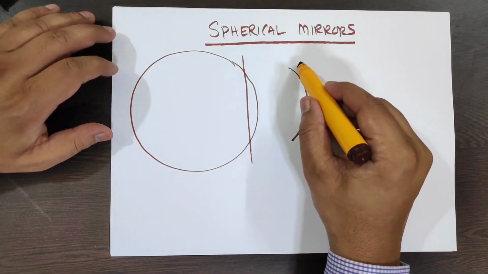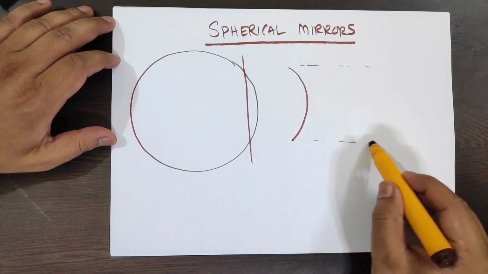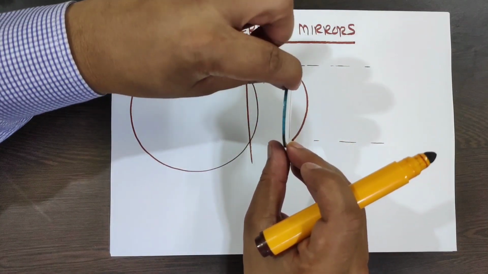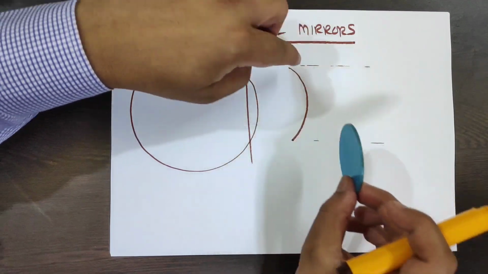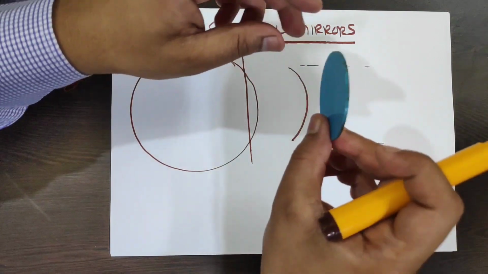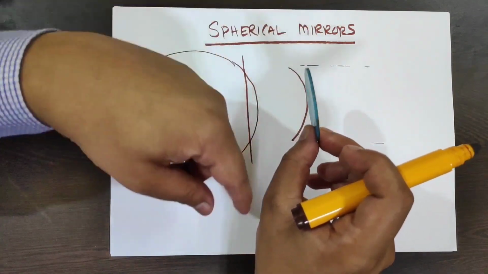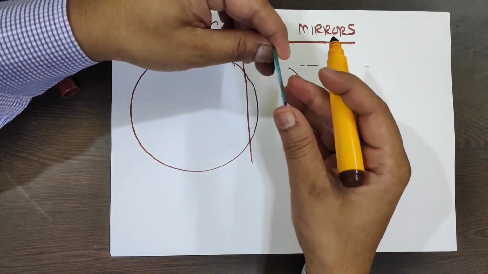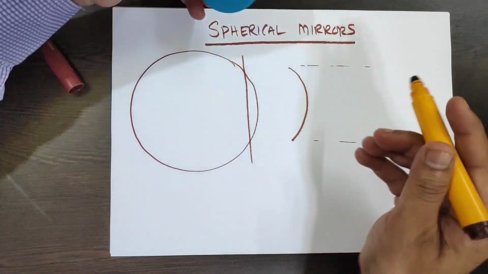See from the front view, this is it, right? This is it from the side view. This is what the side view is. You are looking from here. It looks flat because the radius is very large, and from the front it looks like a circle.